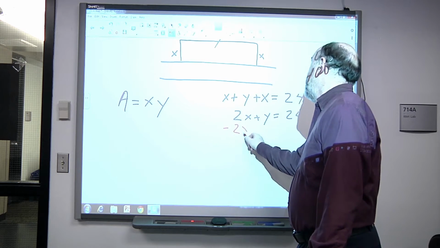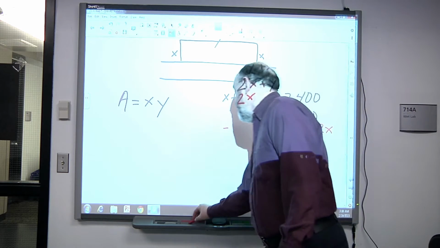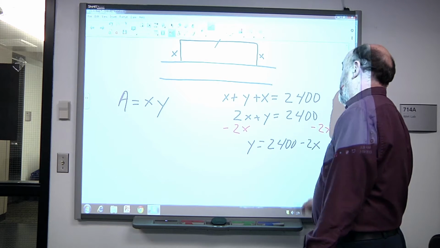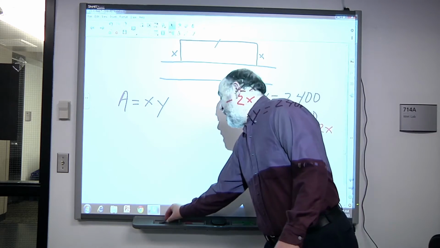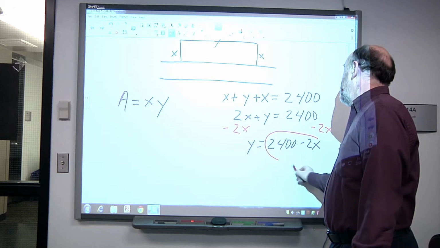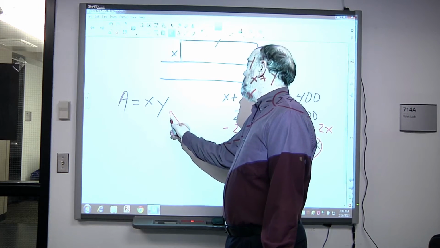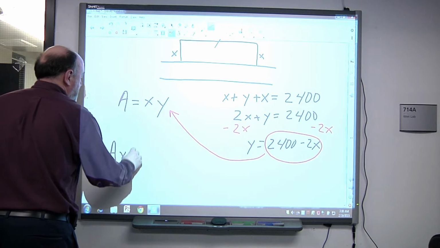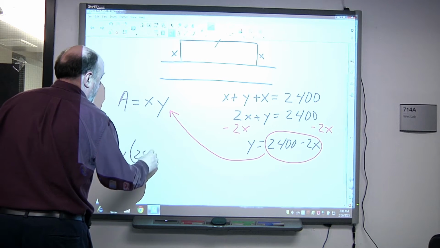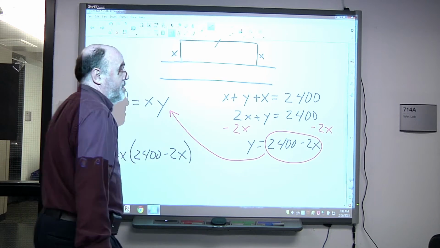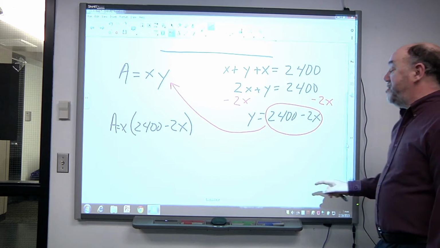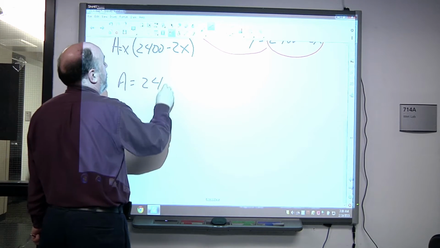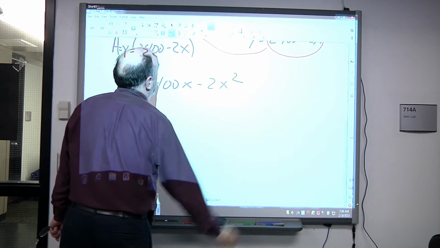And so we're going to take this equation, and we're going to solve it for y. So if we subtract 2x, we get y equals 2,400 minus 2x. So now we can take this and substitute it in here for my y. So now we get that the area is going to be given by x times 2,400 minus 2x. So now I've got my area equation in terms of only one unknown. And so the area is going to be 2,400x minus 2x squared.